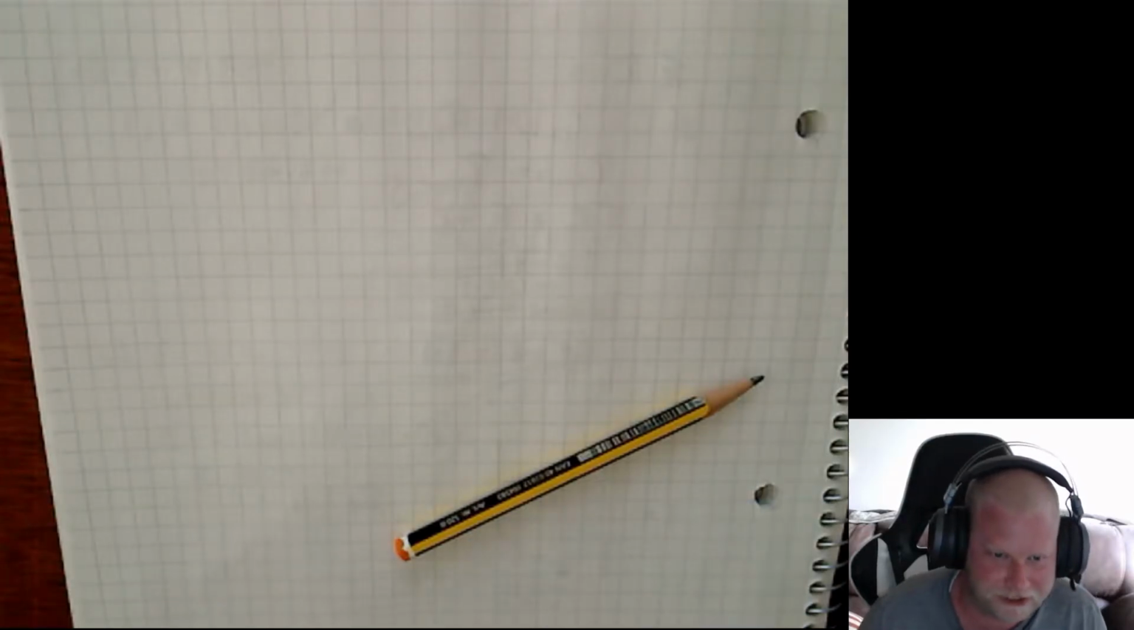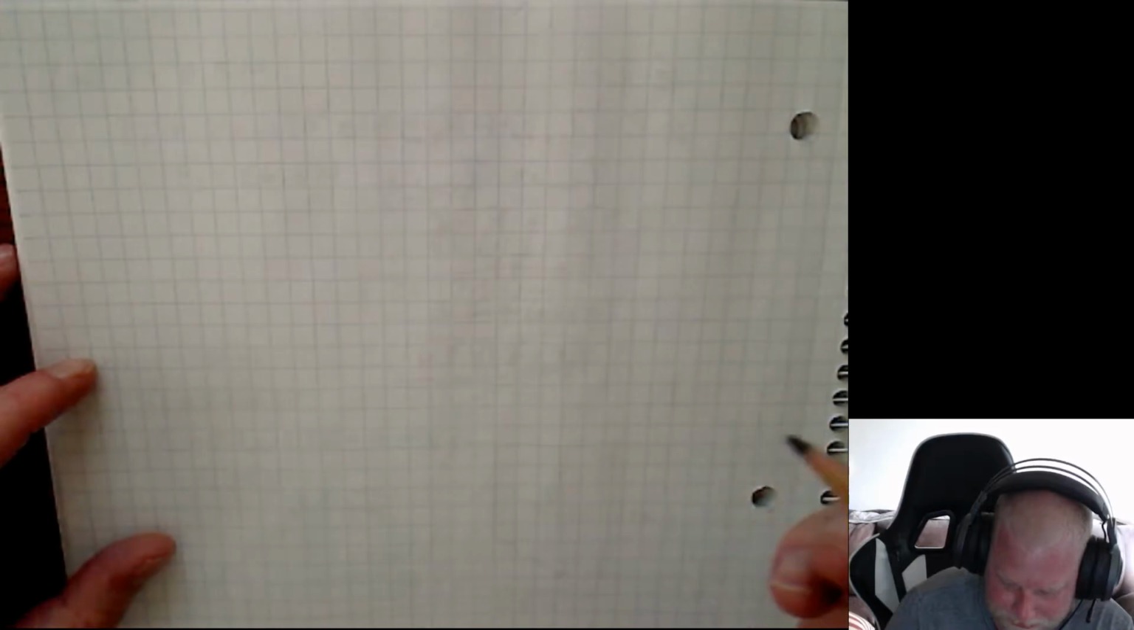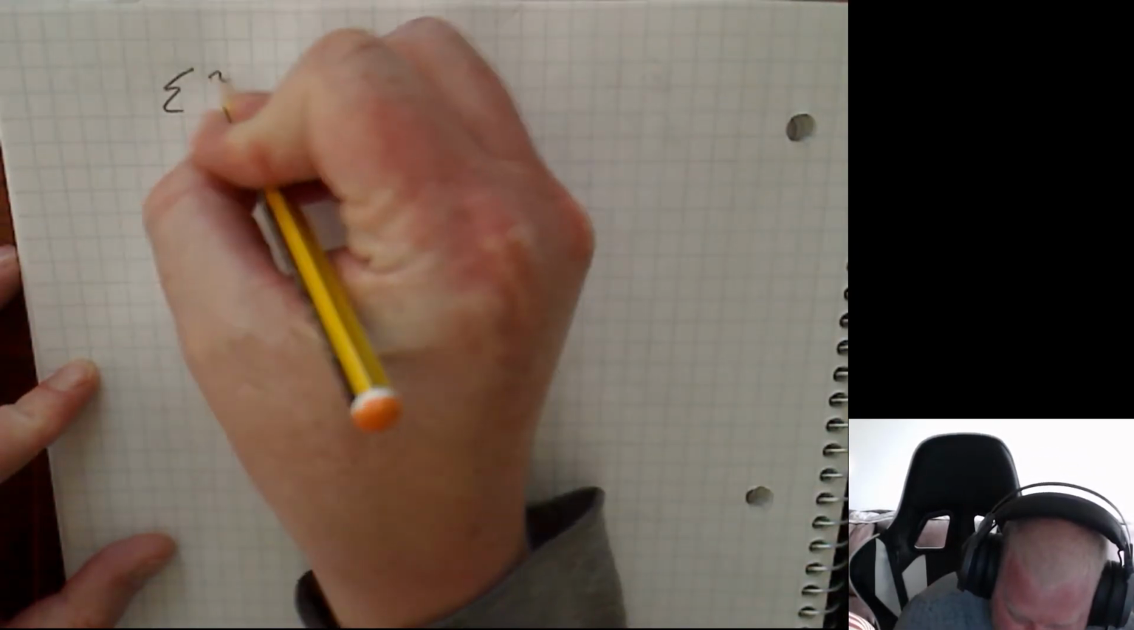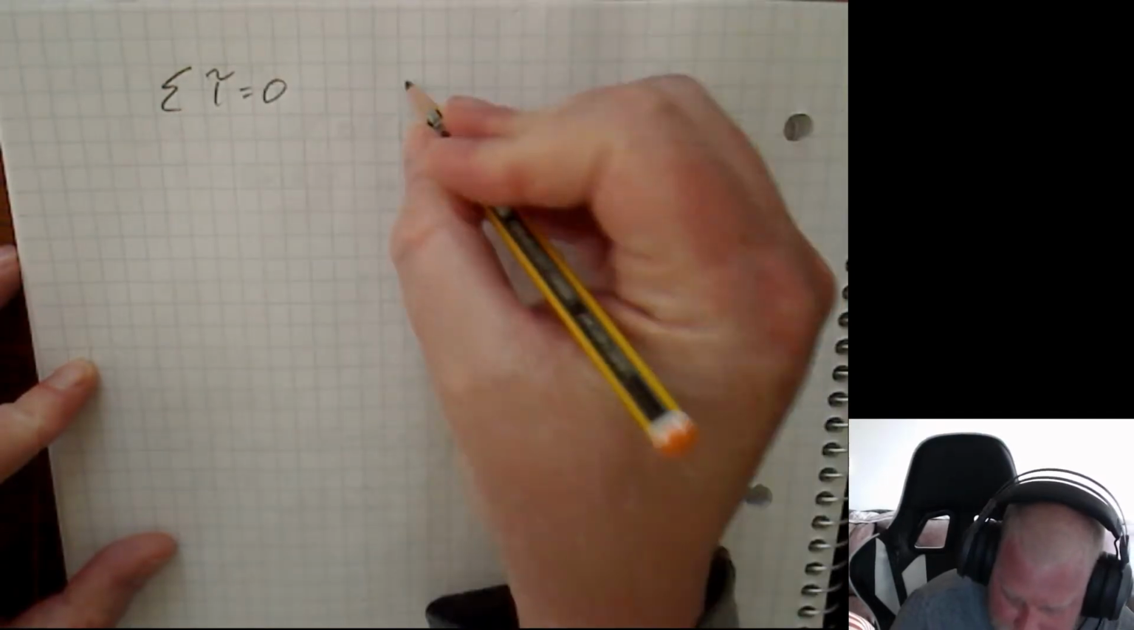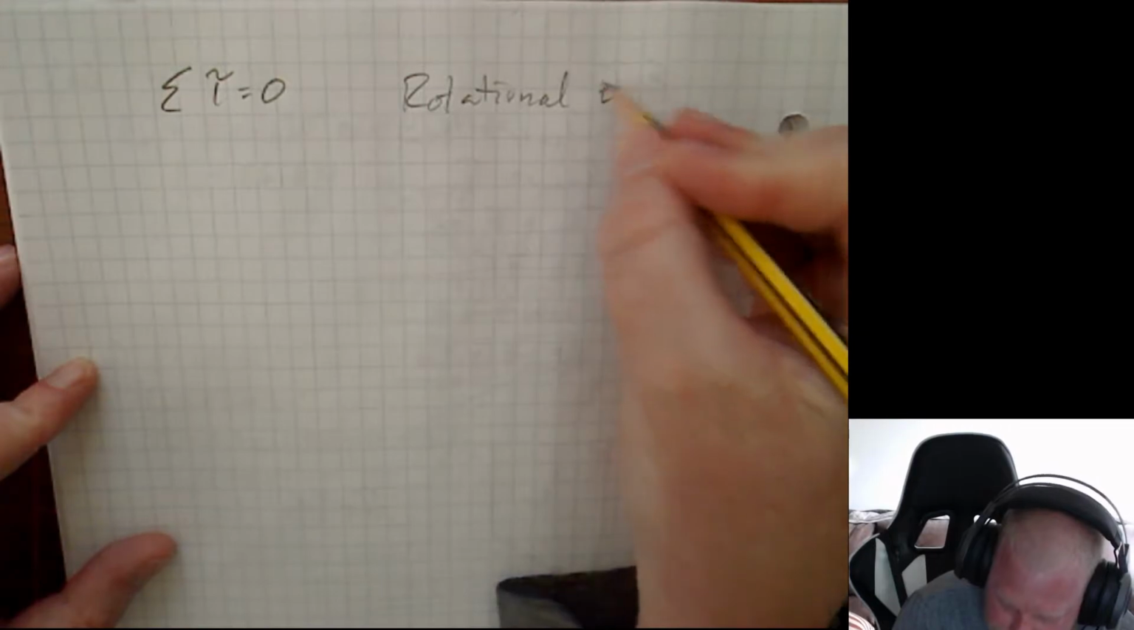Alright, let's finish up torque. Now, we mentioned it briefly in the last example of the notes from yesterday. When you have a net torque of zero, that's when we have a state of what we call rotational equilibrium.